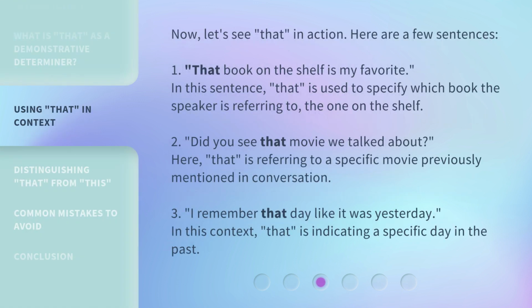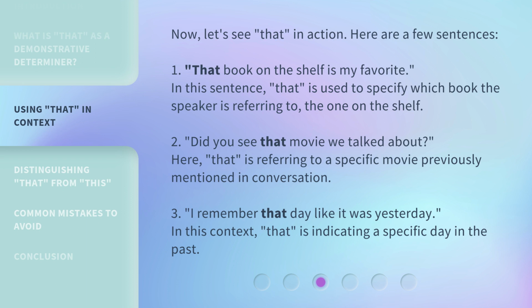Now, let's see that in action. Here are a few sentences. 1. That book on the shelf is my favorite. In this sentence, that is used to specify which book the speaker is referring to, the one on the shelf.